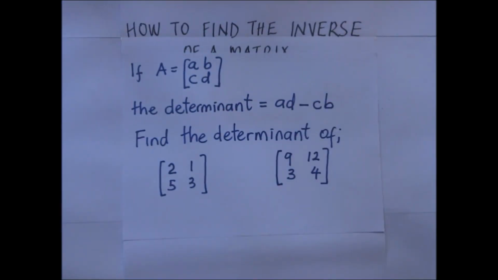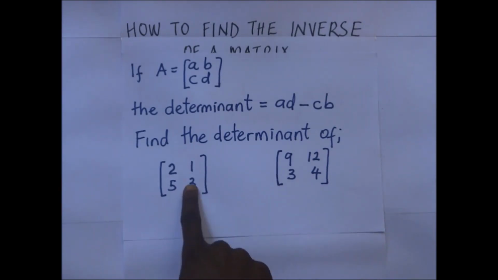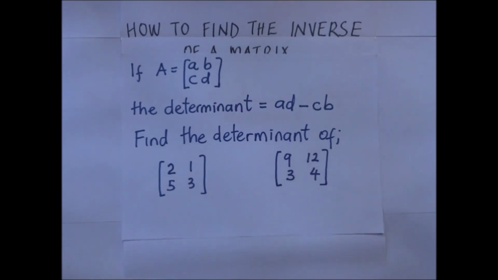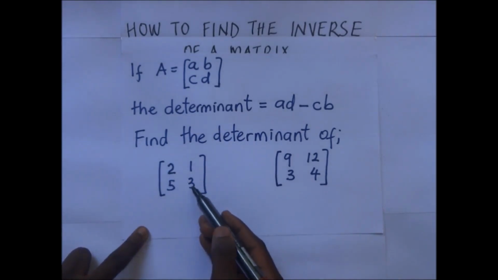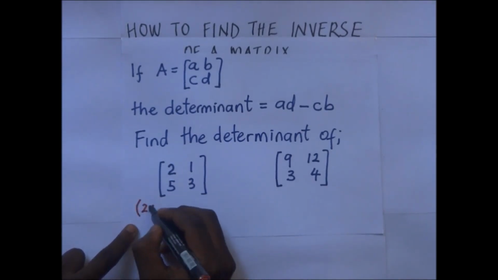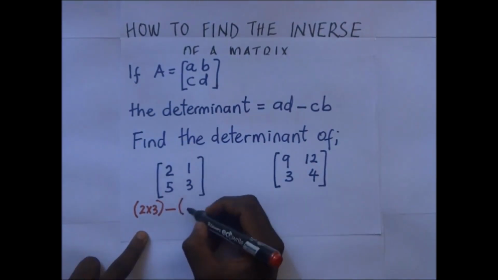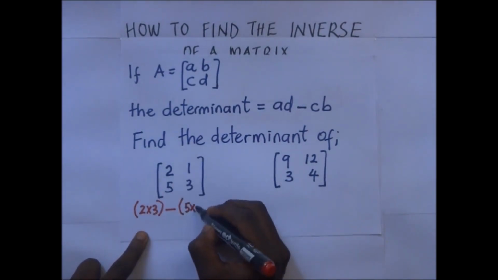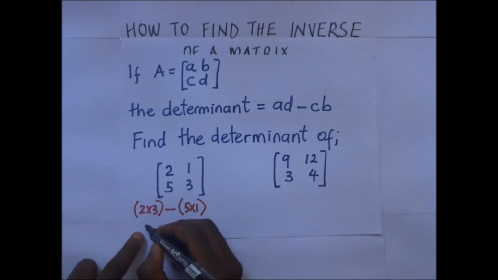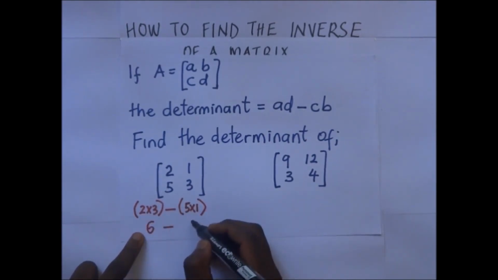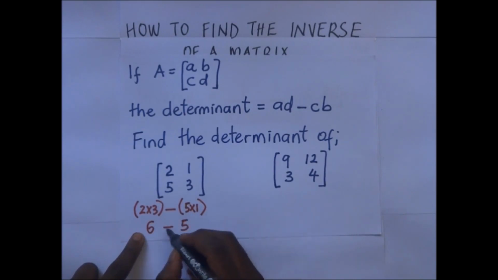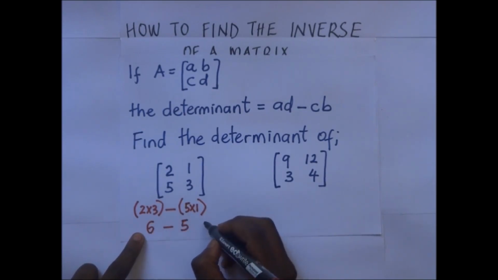So now let's look at the two examples that we have here. We are required to find the determinant of this matrix and of that matrix. Let's get the determinant of this matrix. We are going to get the elements in the main diagonal. In the main diagonal here, we have 2 and 3. So it's going to be 2 times 3 minus 5 times 1. 2 times 3 is 6, minus 5 times 1, which is 5. So the determinant here is 1.